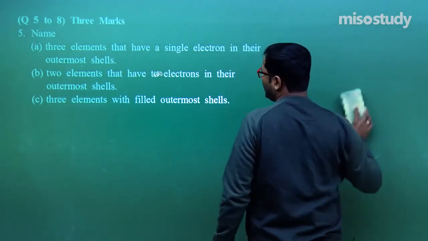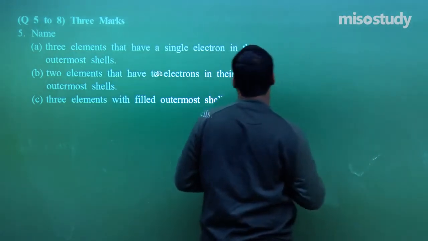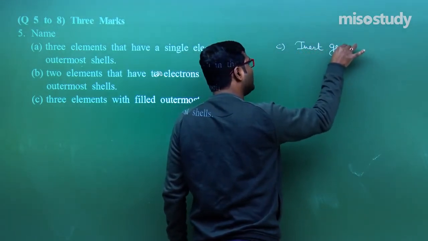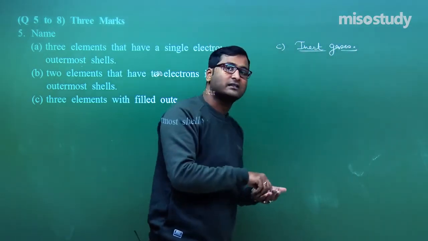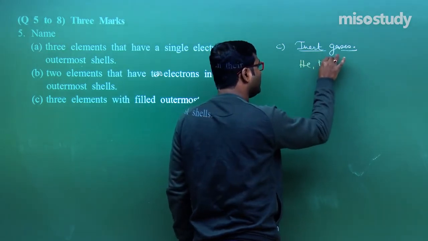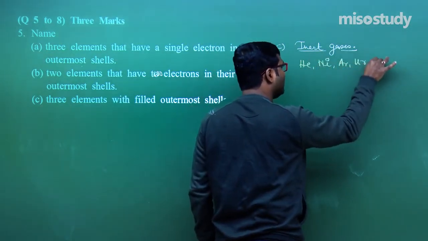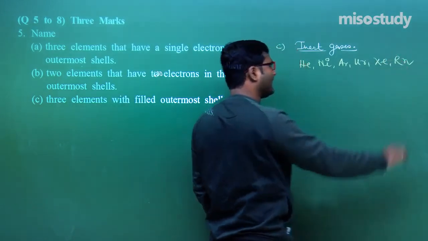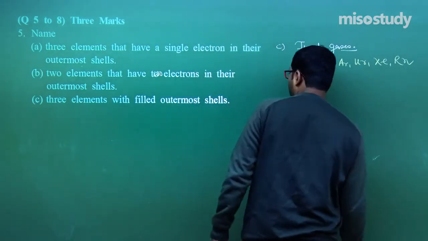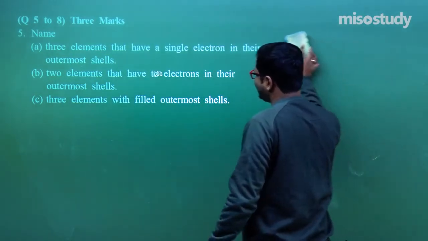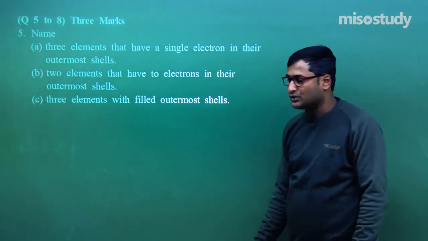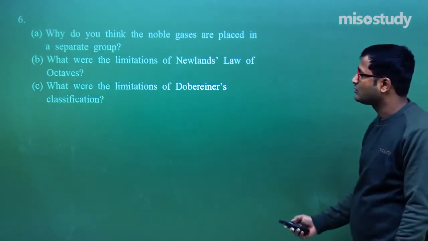Now let's move to the next one. 3 elements with filled outermost shell. We know inert gases, zero group elements, group 18 elements have stable electronic configuration, that is filled outermost shell. The answer is helium, neon, argon, krypton, xenon and radon. Am I right, my friend? Yes sir, you are absolutely right. These are very simple questions. Just follow the lectures and the NCERT books, sufficient for you to crack the questions and give the perfect answer of any question. Now let's move to question number 6.